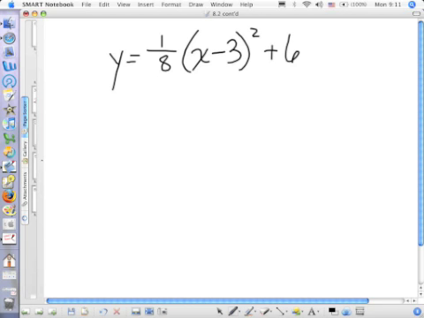Now this parabola opens how? This parabola opens up. Very good.